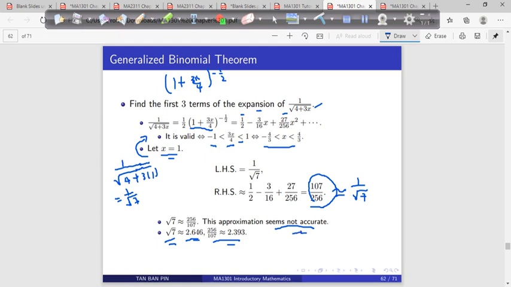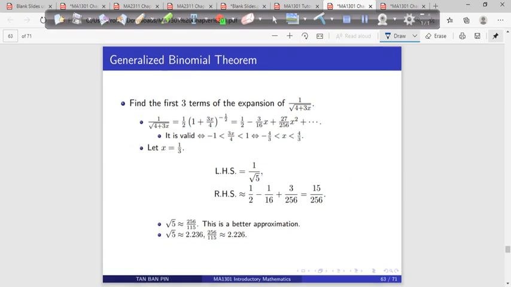And there are two reasons. One is because you start with the x squared term. If you use few terms, it needs to be more accurate. Another reason is because x equals 1 is quite big. Later you'll find that if we sub a smaller number, then you'll get a better approximation. Let's try the next example.